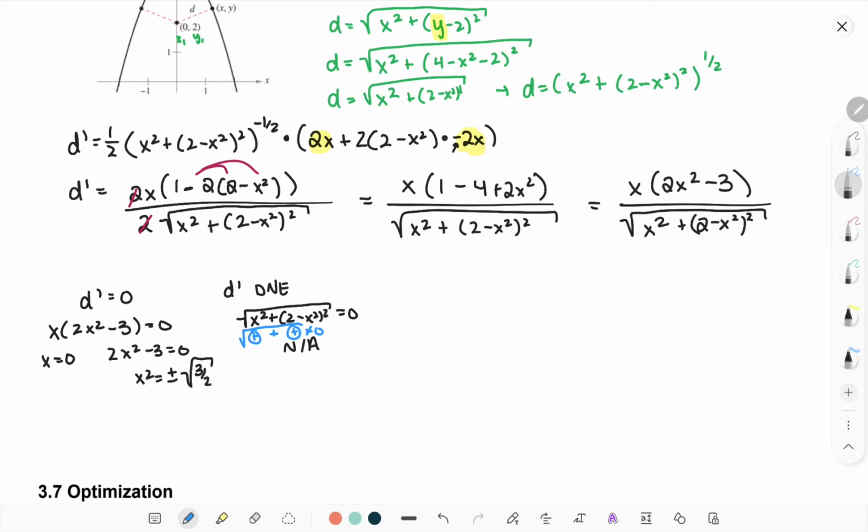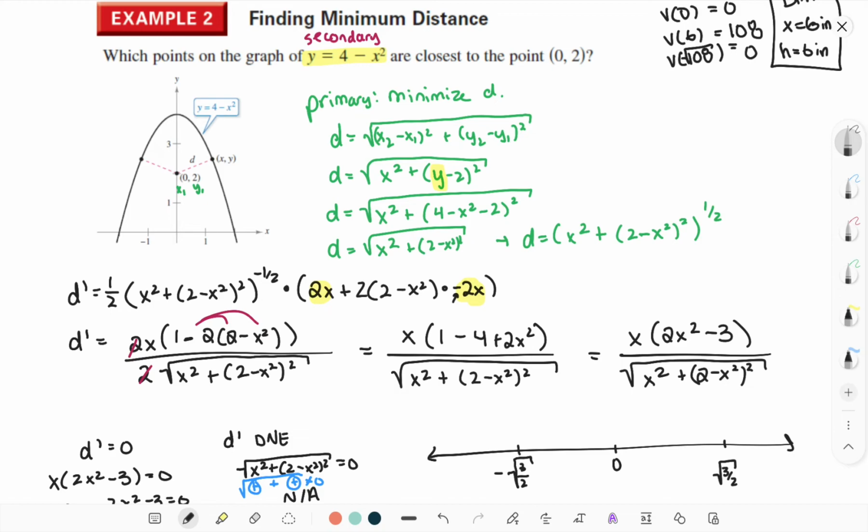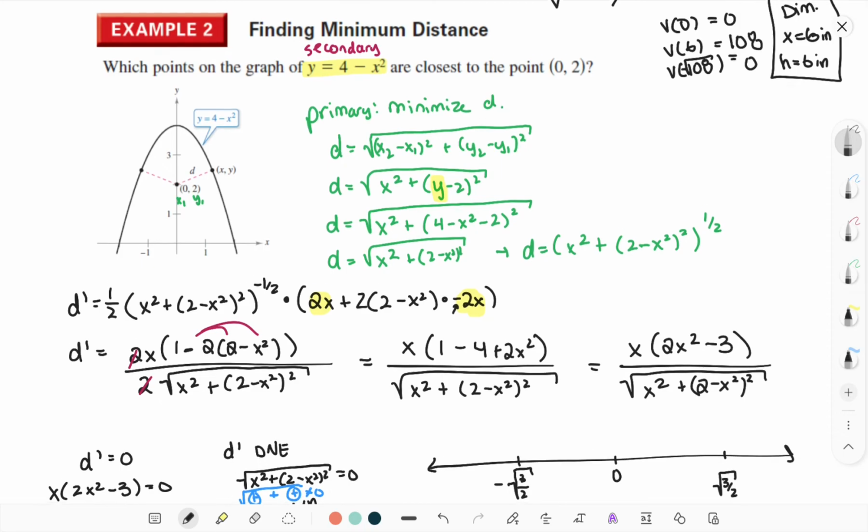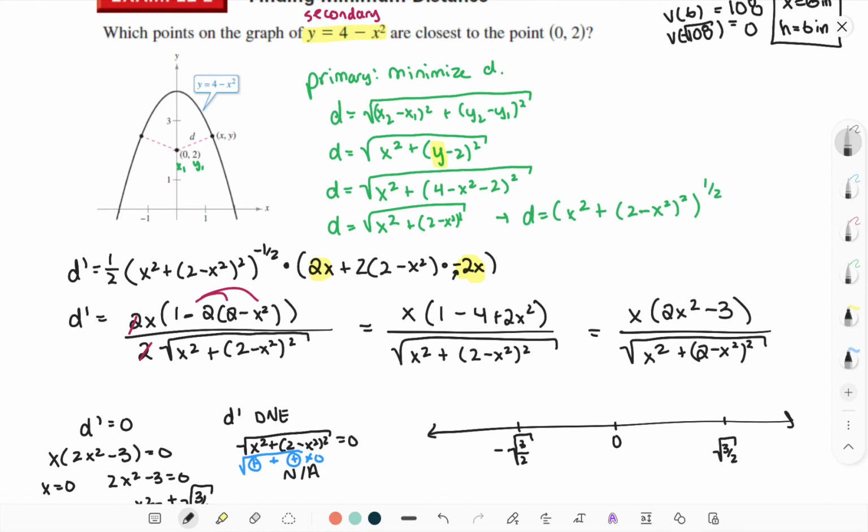So, looking on my number line, I'm concerned about what's happening at negative root 3 over 2. And again, this time I'm allowed to have negatives because I'm looking at an xy plane. I can have negative x values. It just means I'm moving to the left. So I'm checking those negative root 3 over 2s. I'm checking those zeros. I'm checking those positive root 3 over 2s. And in this case, I don't really have a closed interval, so I'm not going to worry about these endpoints as much, right? I don't have any limiting factors on distance because this graph will go on forever.